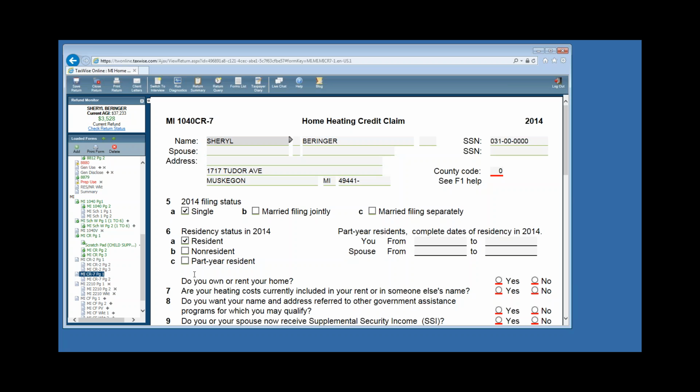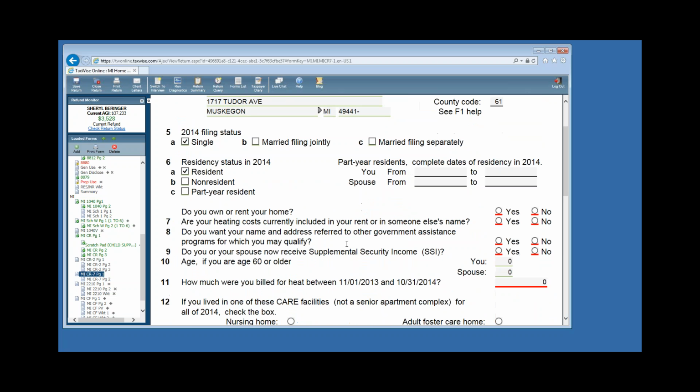So on your page, it's on Michigan Credit 7 is where you can locate the home heating credit. We're going to start on page 1. You'll see it says home heating credit claim. The information again is flowing from that federal return. Muskegon is county code 61. This information will be filled out, and then all you'll have to do for the credit itself is answer these questions that are highlighted in red.